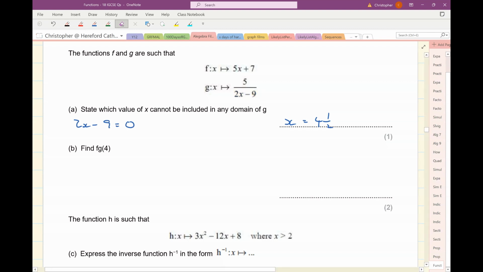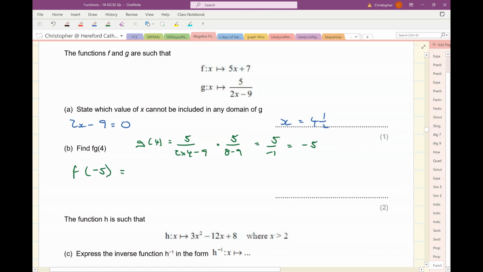Find fg of 4. Right, well I better do g of 4 first, hadn't I? So if I'm going to do g of 4, then that'll be 5 over 2 times 4 minus 9, which is 5 over 8 minus 9, which is 5 over minus 1, which is minus 5. So now I'd better do f of the result of g of 4, so I'm going to do f of minus 5. So that's going to be 5 times minus 5 plus 7, which is minus 25 plus 7, which is minus 18.